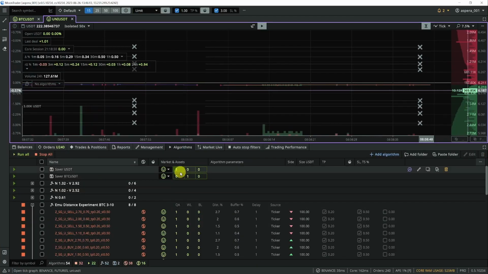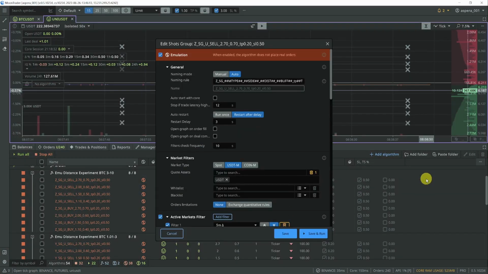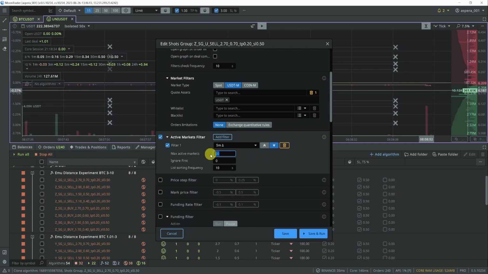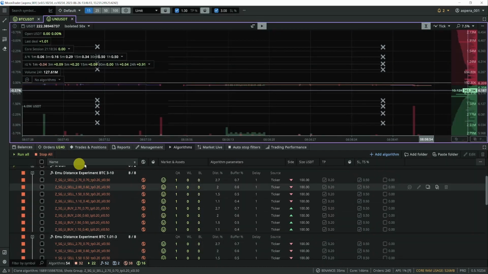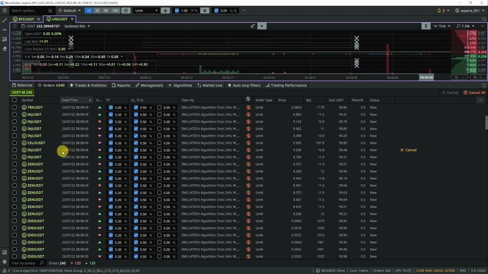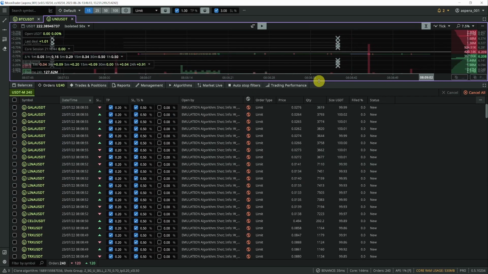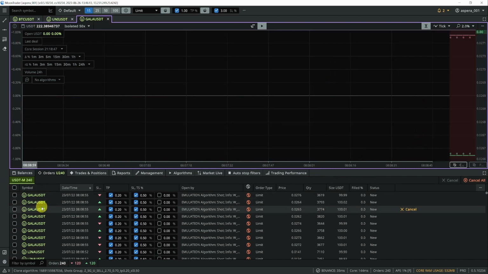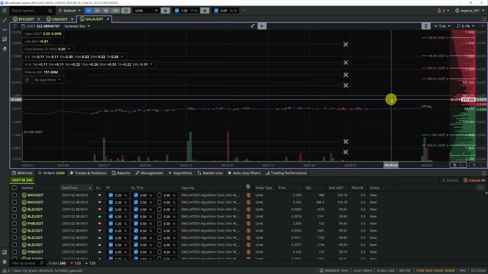I can actually run my algos with top 30 active markets no problem. Look at that, 240 emulated orders running. That is what I'm talking about. Now, I will let this happy bunch run free and again wait for the stats to roll in.